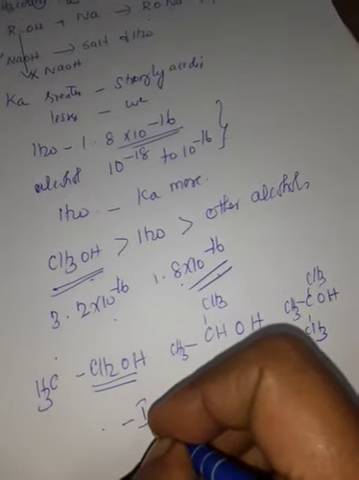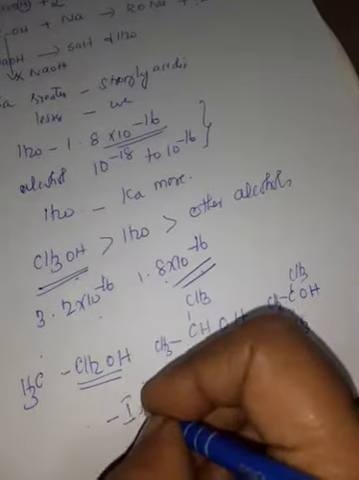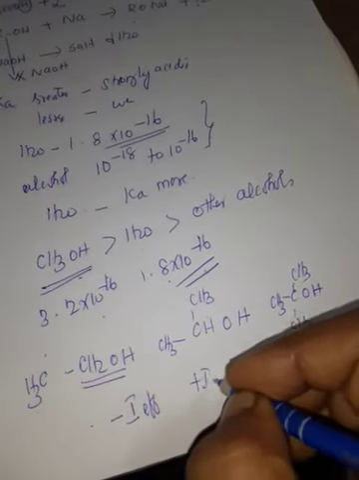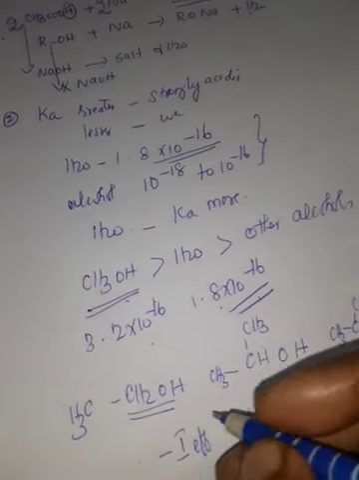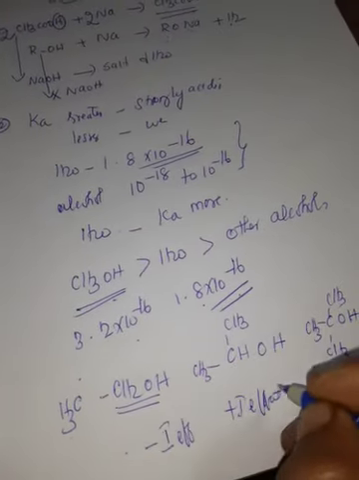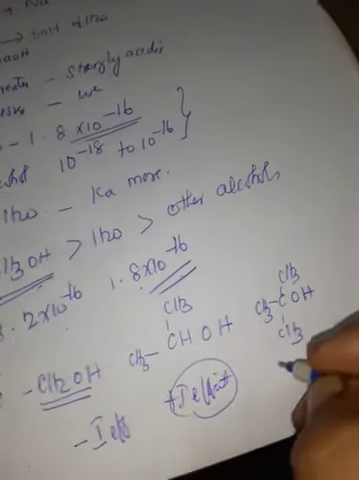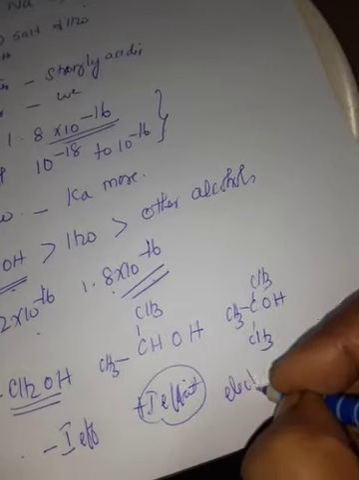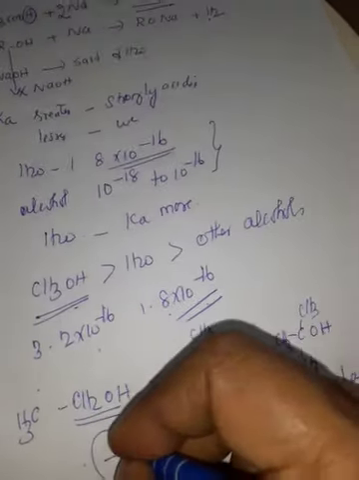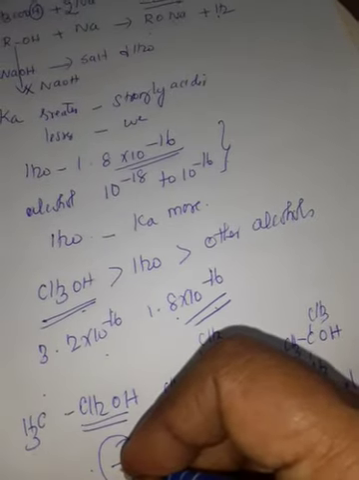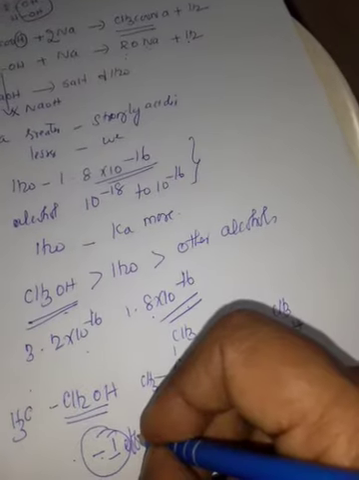One is the inductive effect. Among the inductive effects, there are two types: minus I effect and plus I effect. Plus I effect means the groups will release electrons, electron releasing groups. Minus I means electron withdrawing groups. Plus I is electron release, minus I is electron withdrawing.